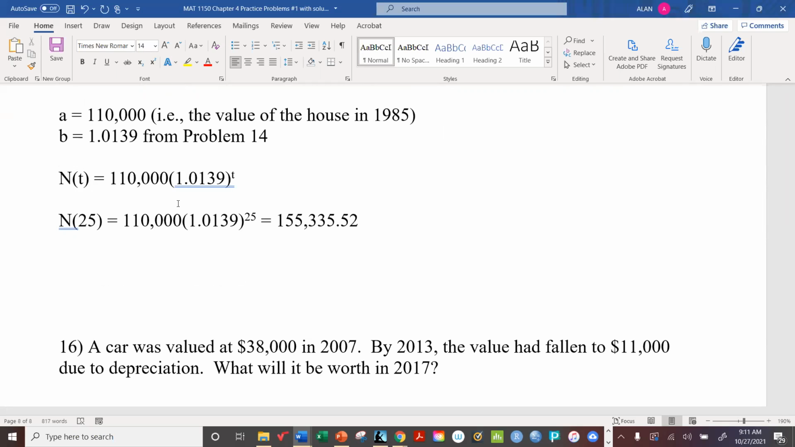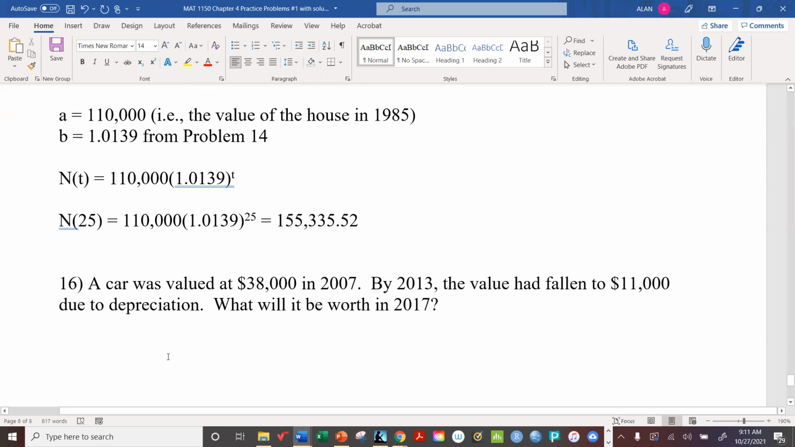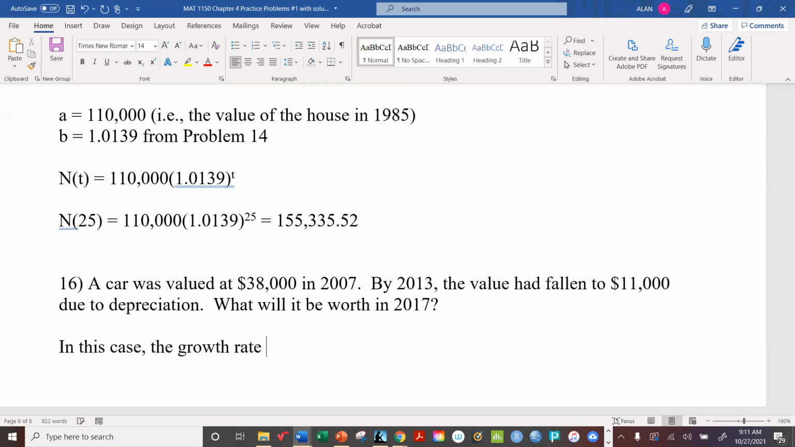Now, this next one is very interesting because it's the same exact kind of problem, except for one little detail. The growth rate is negative. Okay, so in this case, the growth rate is negative, which means B will be less than 1. All right, the question is how negative?